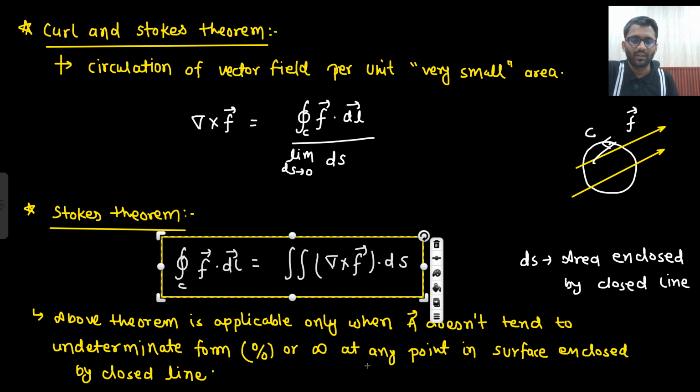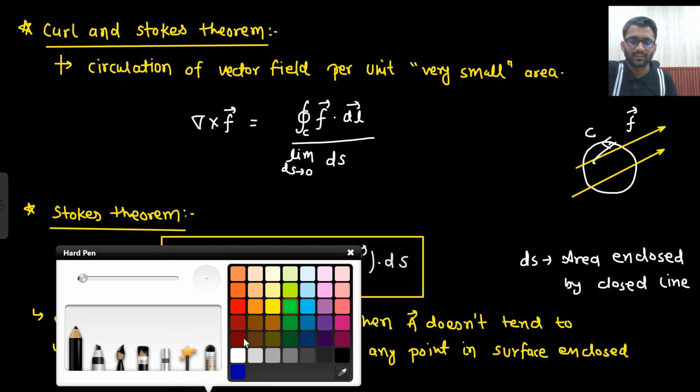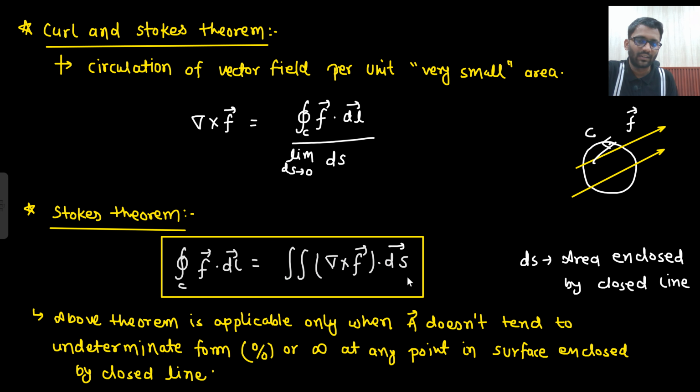That's the theorem actually: F dot dl equals del cross F ds. On ds I need to put a vector sign. I forgot to put it, so the vector sign should also be there. Here I can show S, because it is the surface area, whatever surface area it is enclosing. We will solve the problems, and it will be more clear to you.